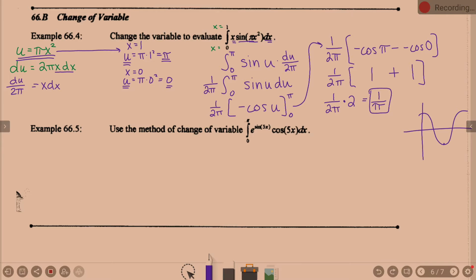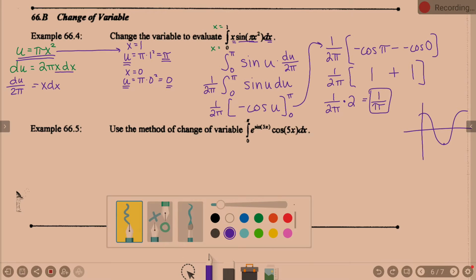What's the main thing we're integrating here? It would be the e to the sine 5x. Yeah, e to a power, right? E to some power. That's the main thing we're going to end up integrating. So what is my u substitution? What's my inside? The sine of 5x, yep.